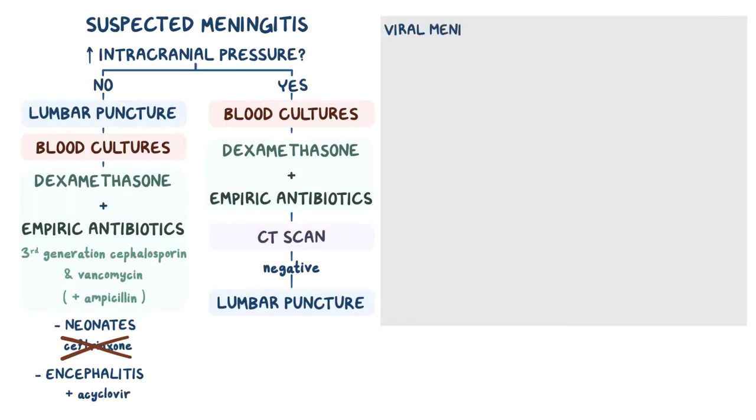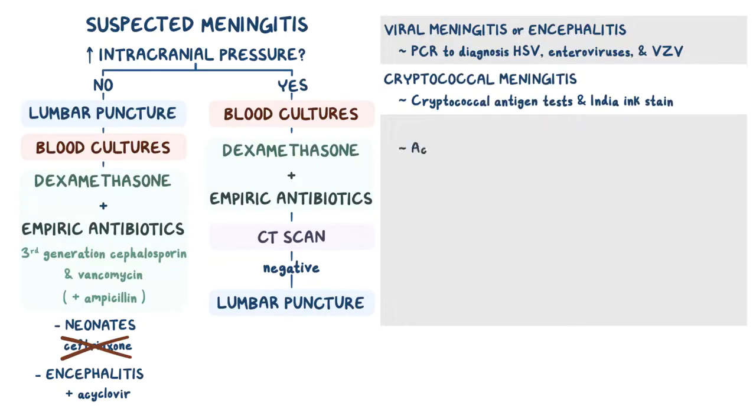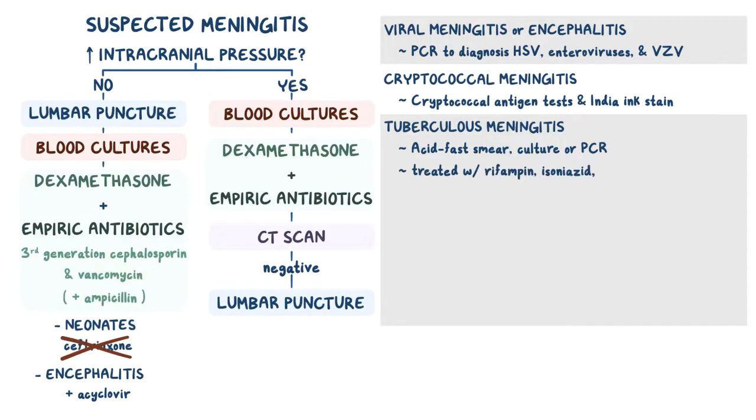When it comes to viral meningitis or encephalitis, polymerase chain reaction, or PCR, is done to diagnose herpes simplex virus, enteroviruses, or varicella zoster virus. Cryptococcal antigen tests and India ink stain can be done to confirm cryptococcal meningitis. Acid fast smear, culture, or PCR can be done to diagnose suspected tuberculous meningitis, which is treated with rifampin, isoniazid, pyrazinamide, and either ethambutol or streptomycin for a total of at least 12 months, and steroids may be added.